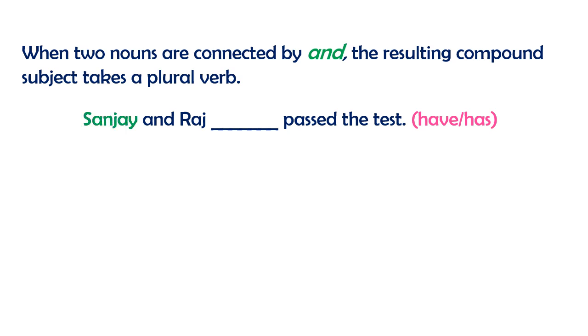Sanjay is a singular subject. Raj is a singular subject. But there are 2 subjects in this sentence. So should we use singular verb or a plural verb? In these cases, we have to use the plural verb. When 2 subjects are connected with and, we have to treat it as a plural subject. Sanjay and Raj have passed the test.